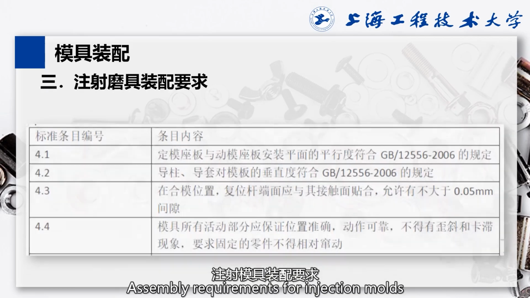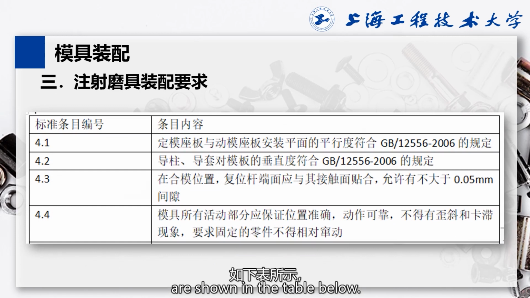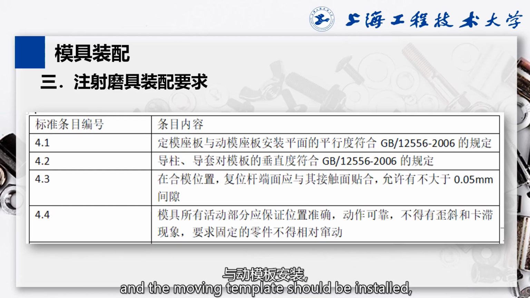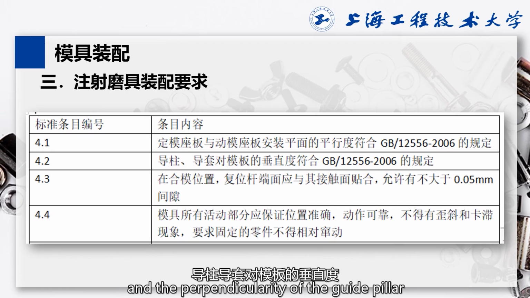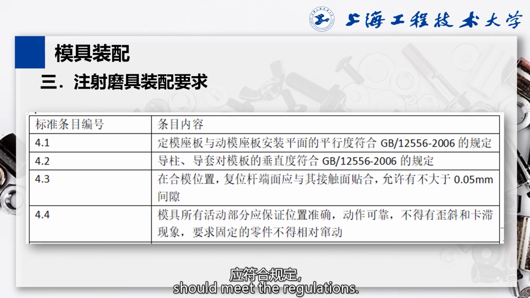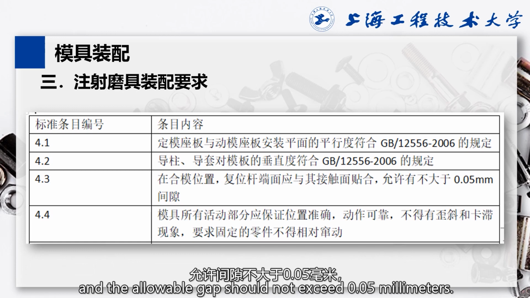Assembly requirements for injection molds. The assembly requirements for injection molds are shown in the table below. During assembly, the fixed mold seat plate and the moving template should be installed, and the parallelism of the plane, and the perpendicularity of the guide pillar and the guide sleeve to the template should meet the regulations. When closing the mold, the end face of the reset rod should be in contact with its contact surface. Reliable action and no tightening or jamming.